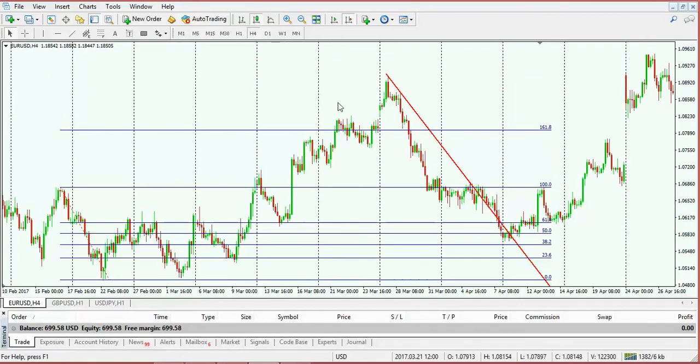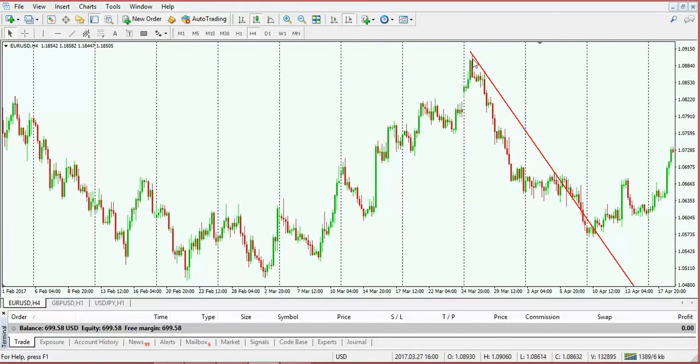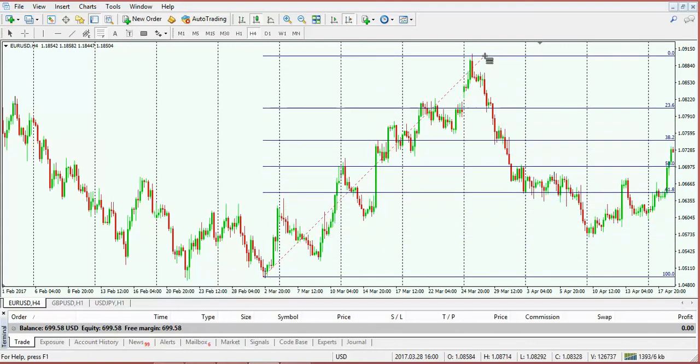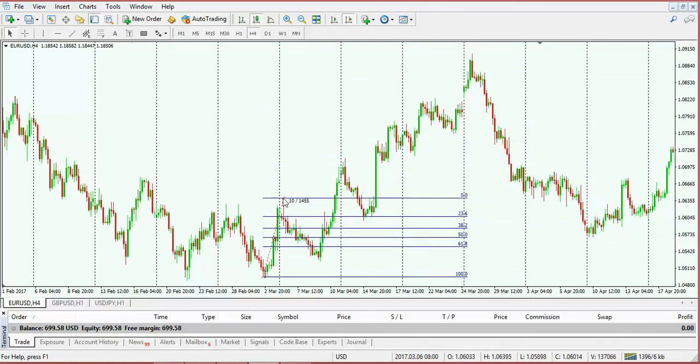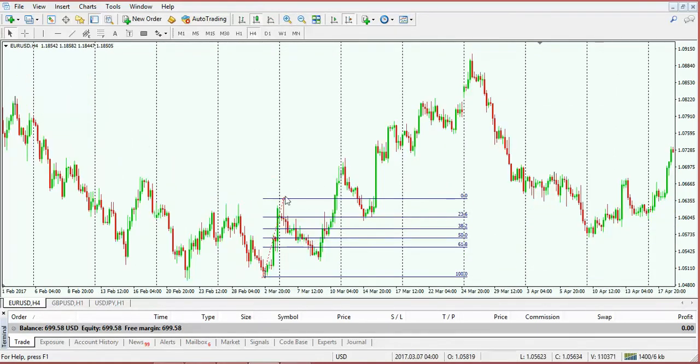Let me see. In this market, not everything is. Let me just erase this. Let me put the Fibonacci here for a bullish move. Okay, so that is that. When the market, see that when the market, let me add some other numbers.